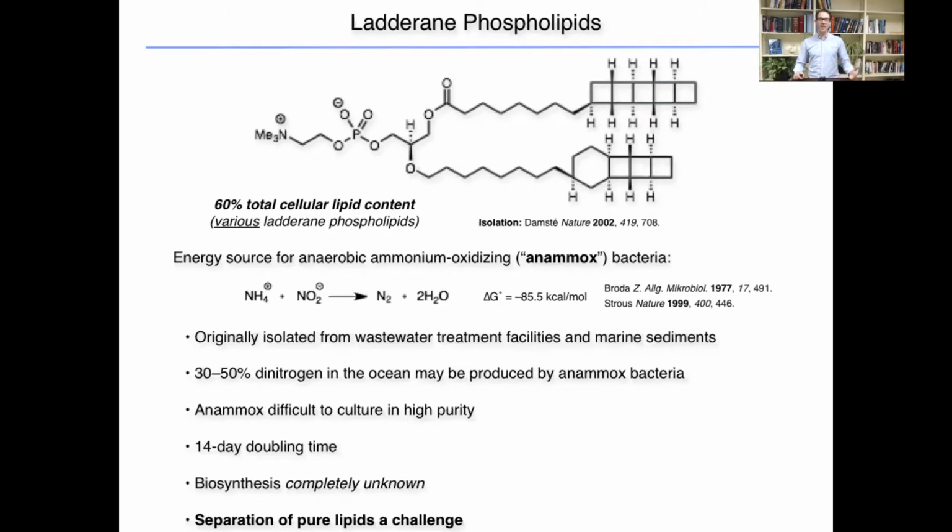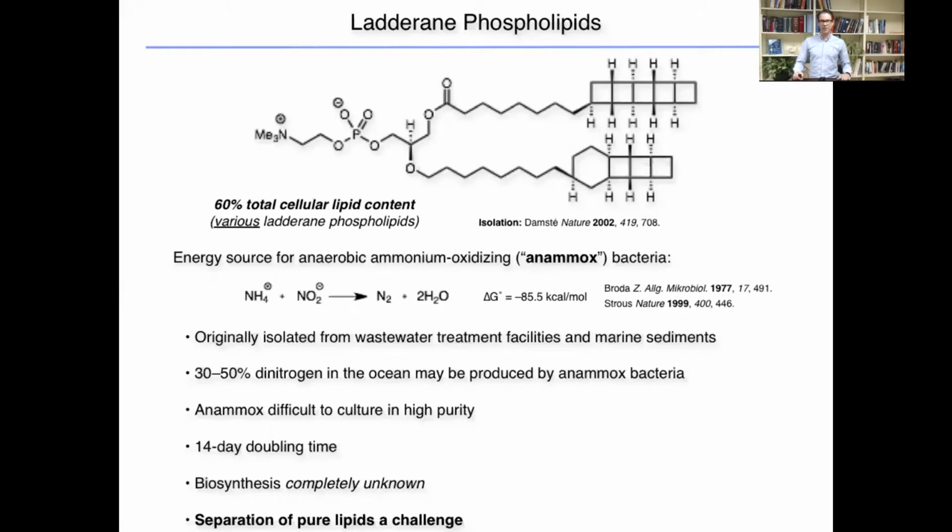Okay, it's now estimated up to half of all the nitrogen produced in the ocean comes from these bacteria. So we like to say they are globally important bacteria for the nitrogen cycle. Now, you can culture these in the lab, but it's not so easy. There's only a few people in the world that have been able to develop these anammox bioreactors.